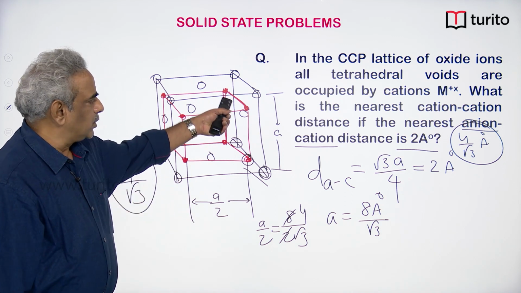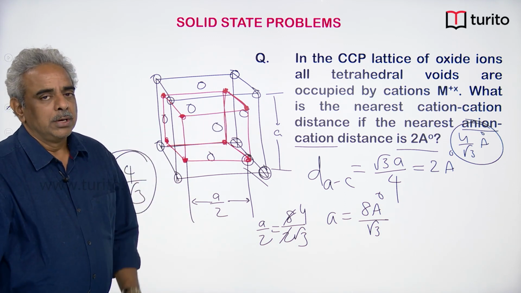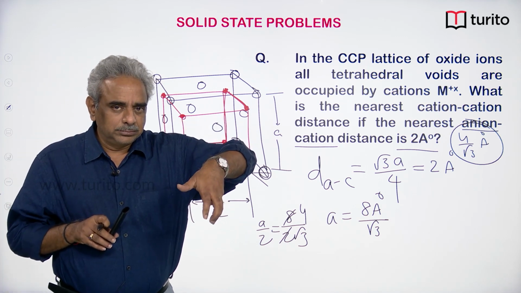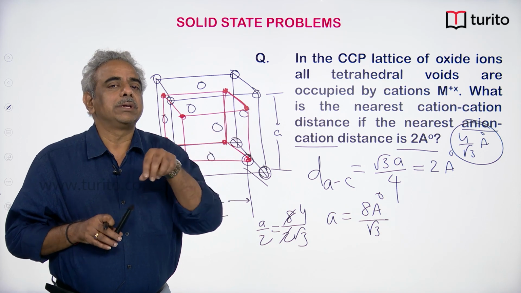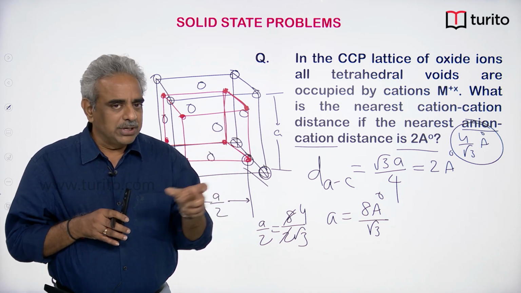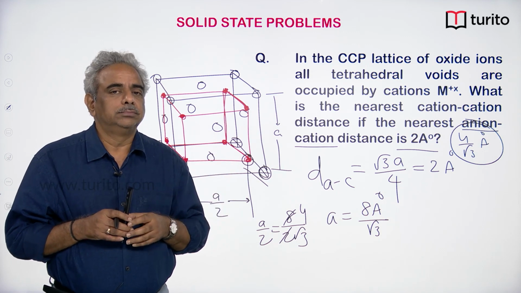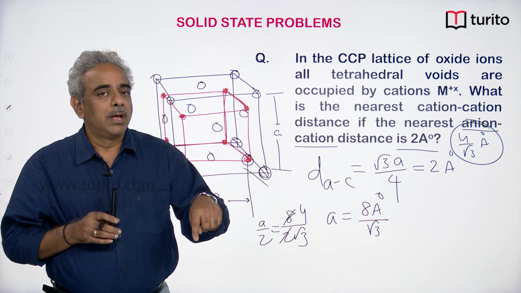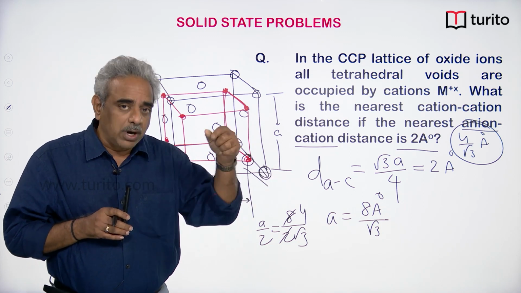So, one should know that the tetrahedral voids make a cube inside, where the tetrahedral voids are present on the corners, and the edge length of that inner cube is the nearest cation distance, provided all tetrahedral voids are filled by cations.